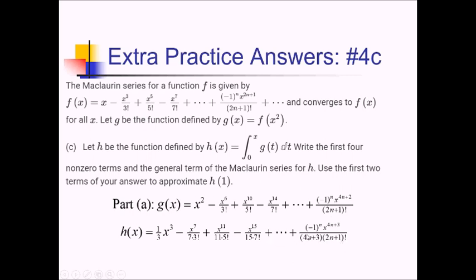So there's the first piece of this question that we needed to answer. Now they wanted us to use our first 2 terms of this, so just these first 2 terms, to approximate h of 1. So if you want to be really cheap about this, you can write h of 1 is approximately equal to 1/3 1 cubed minus 1 to the 7th over 7 times 3 factorial. And since this is all constants here, you're actually done. You do not really need to simplify this.